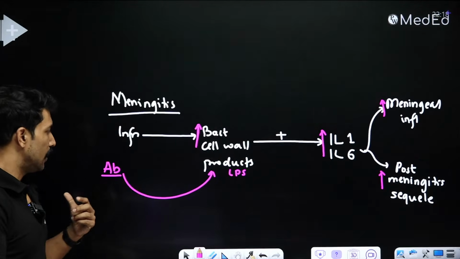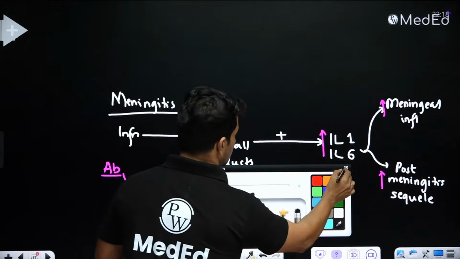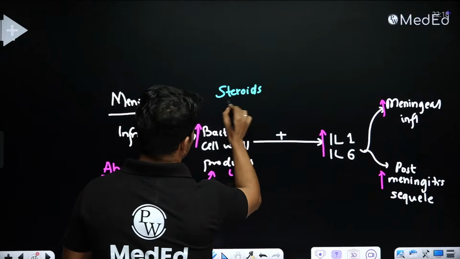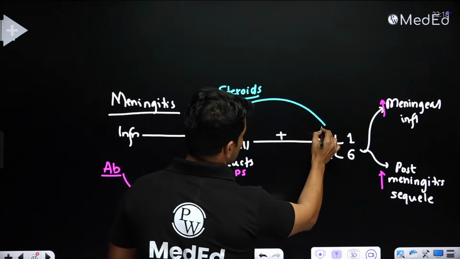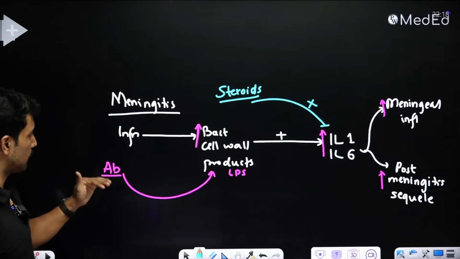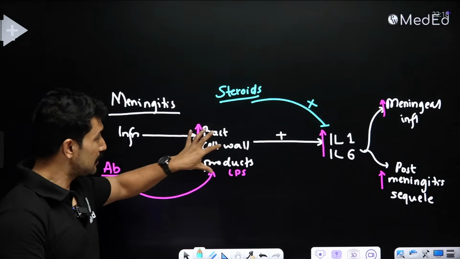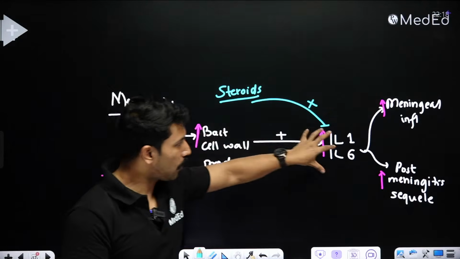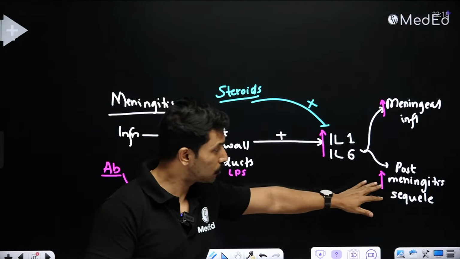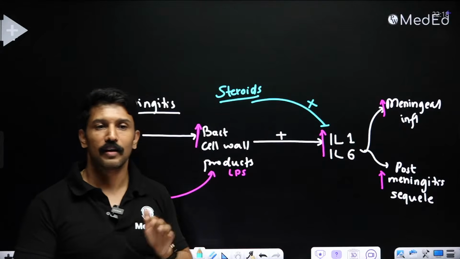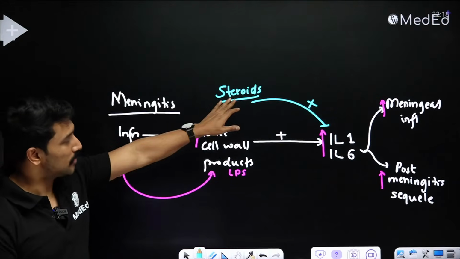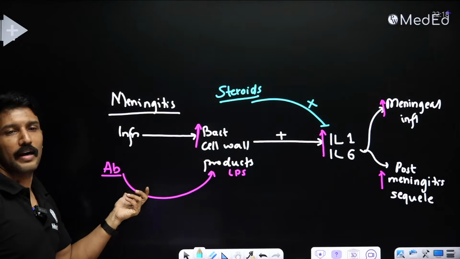But instead, if I give steroids first, the steroids will block our immune cells. Steroids will block our immune cells from producing IL-1 and IL-6. And after that, if I start killing the bacteria, these increased cell wall products will not be able to trigger our immune system to make more IL-1, more IL-6. So the chances of developing post-meningitis sequelae comes down, right? So that's why the first dose that goes into the patient's body is going to be steroid, followed by antibiotics.